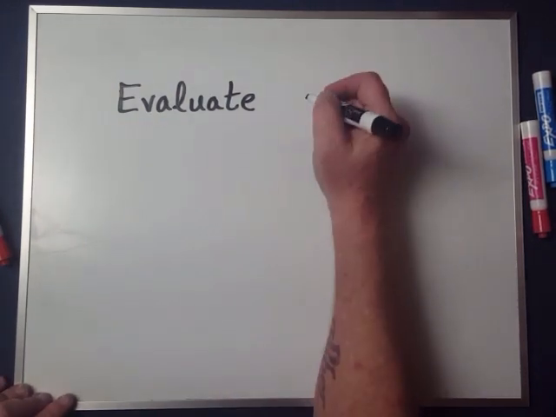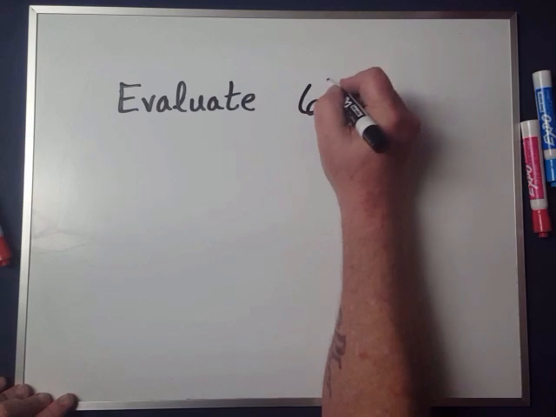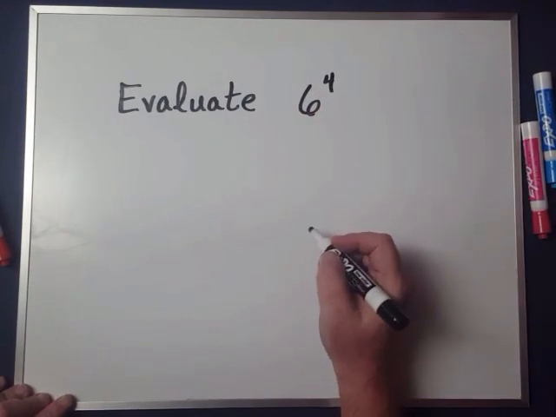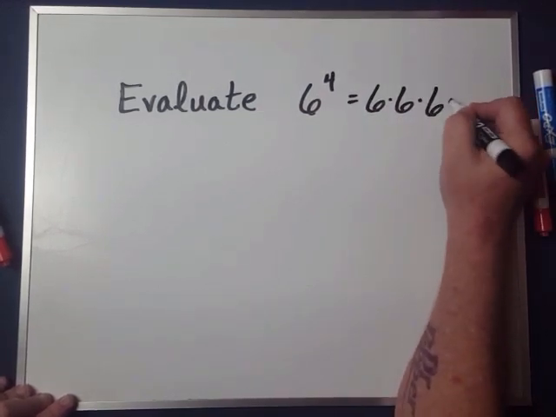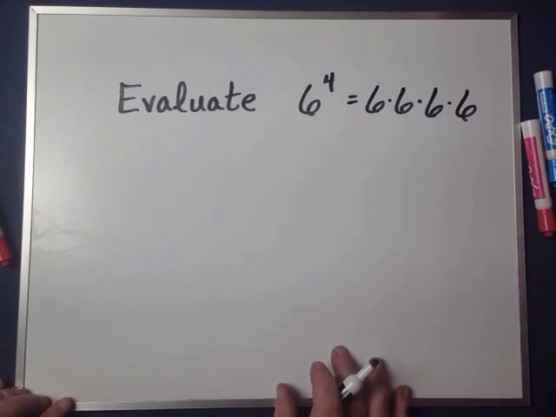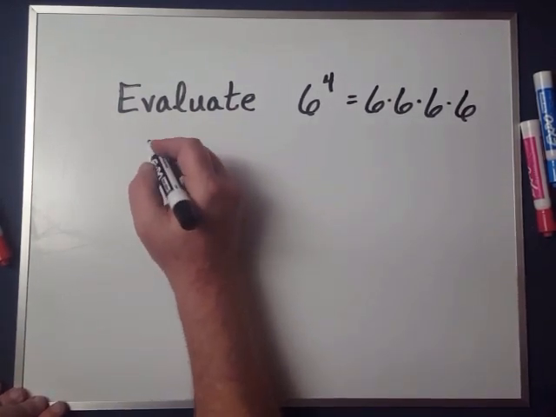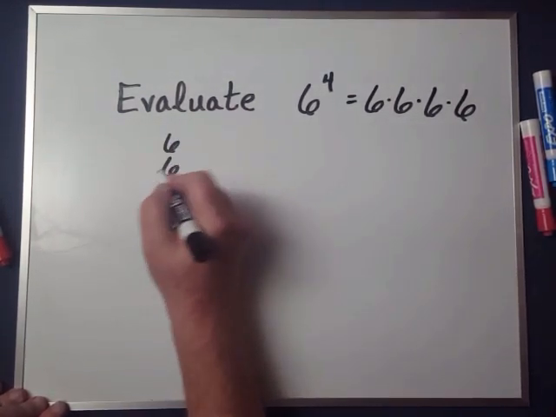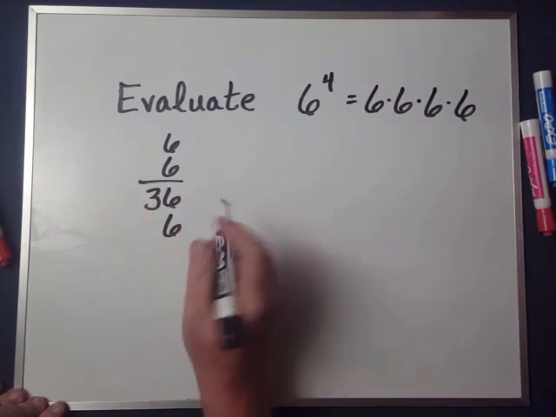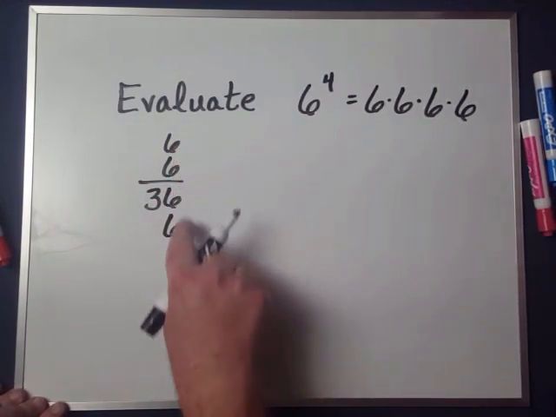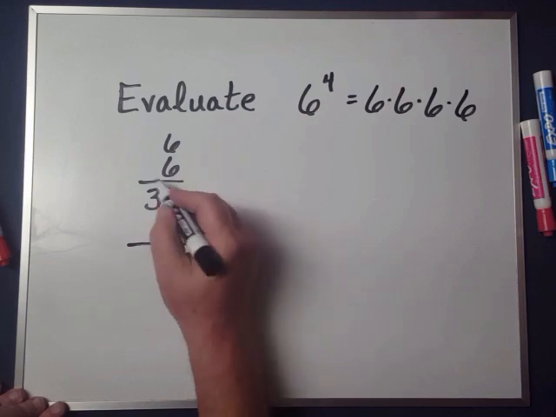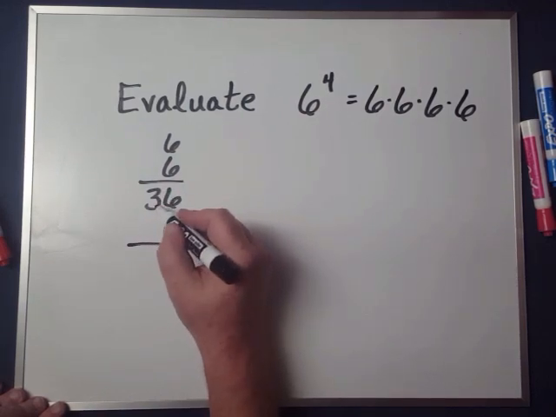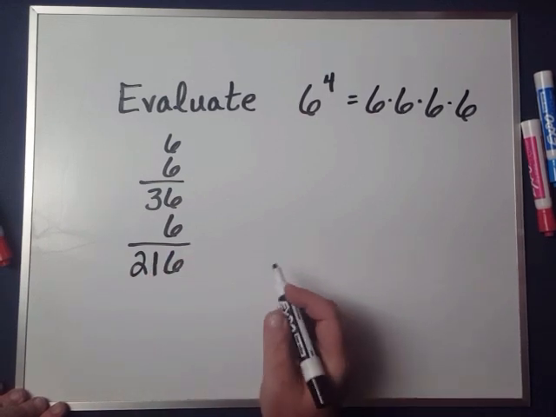So number 24 wants us to evaluate 6 to the 4th power. 6 to the 4th power means 4 factors of 6. 6 times itself 4 times. That one's not quite as easy to do in our head as the last couple. So I'll come over and do some scratch work. 6 times 6 I know is 36. Times a third 6, we've already got 2 of them. Here's my third 6, multiply. 6 times 6 is 36, carry a 3. 3 times 6 is 18, plus that 3 is 21, so 216.